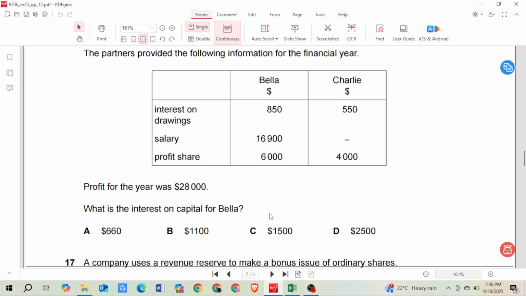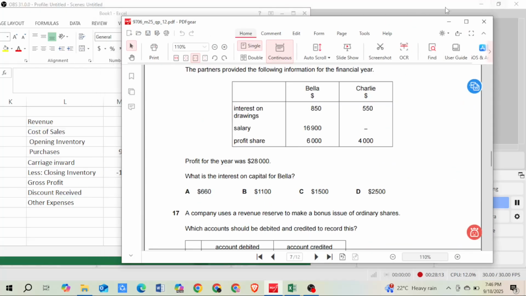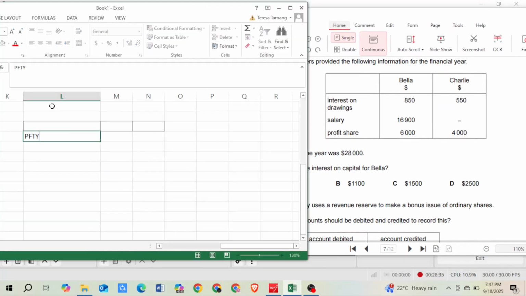Very interesting question. You should know the appropriation account thoroughly in order to answer this. Profit for the year is given, which is 28,000. Now in this profit for the year, first thing that we do is add interest on drawings. Normally interest on drawings is calculated for each partner and then we add it here. But that amount is already given to us, so I would not do that. So 850 plus 550, so 1,400. So we'll add 1,400 here.